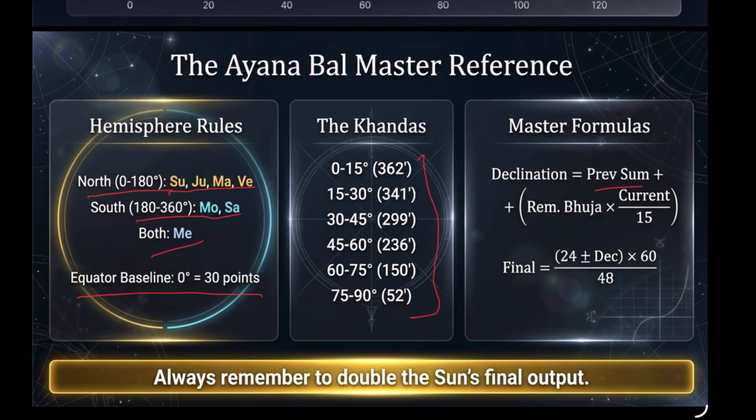Declination is equal to the previous sum plus the remainder of the Bhuja into the current value divided by 15. And the final value is 24 plus or minus the declination, whatever value we get from here, into 60 divided by 48. This will give us the Ayana Bala. And always remember, whatever the calculated Bala of the Sun is, we have to multiply it by 2 to get the actual Ayana Bala for the Sun.